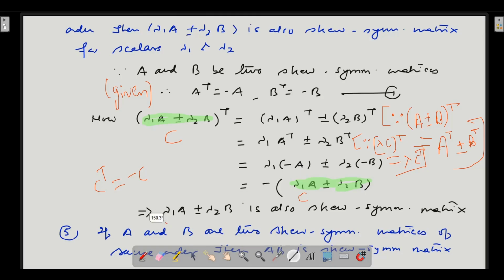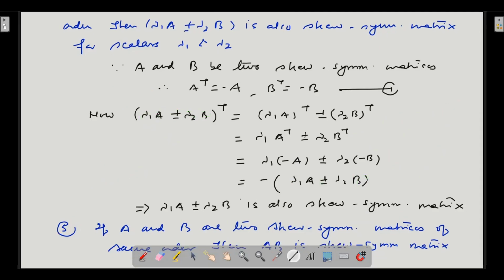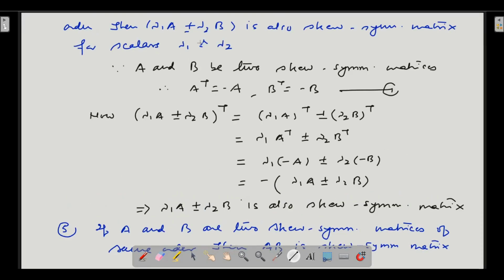This has been successfully proved in this particular class. From the fifth property onwards we will learn in the next class.